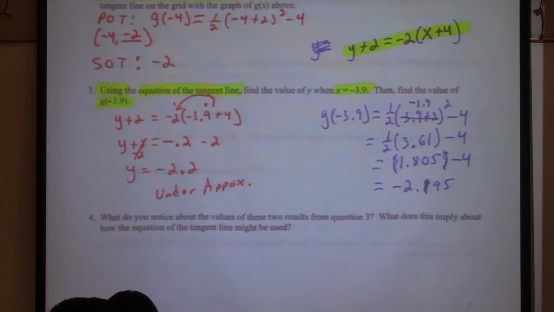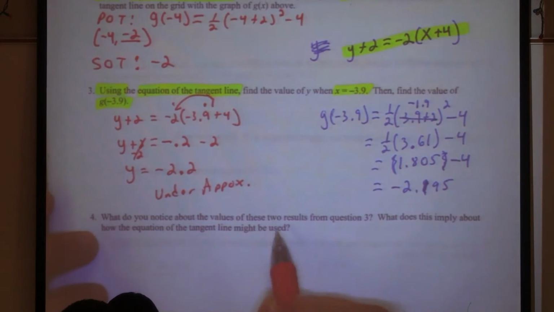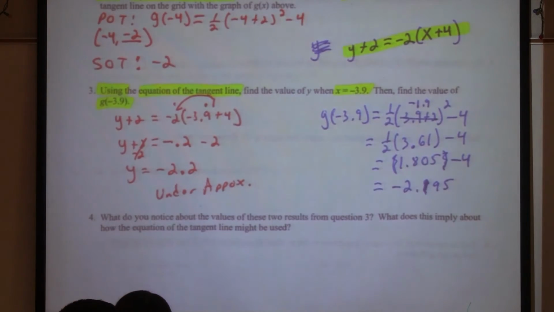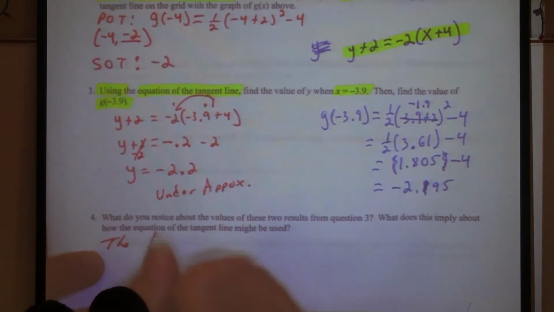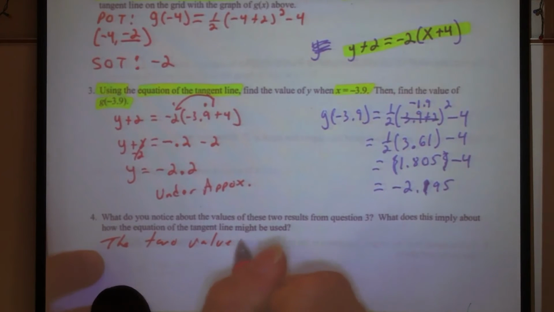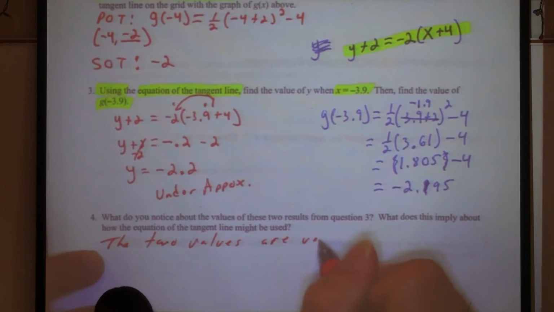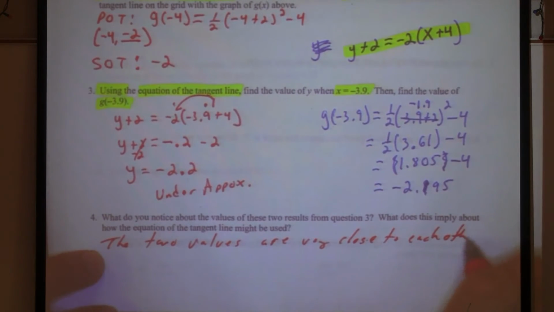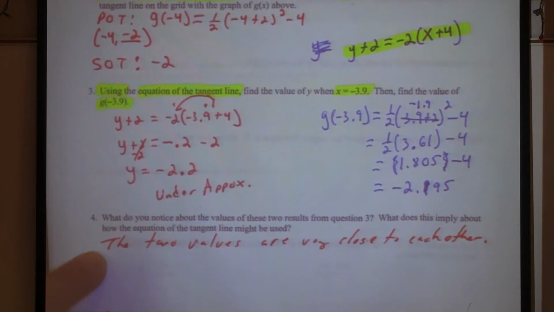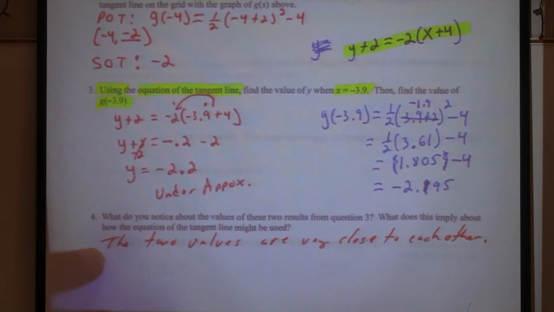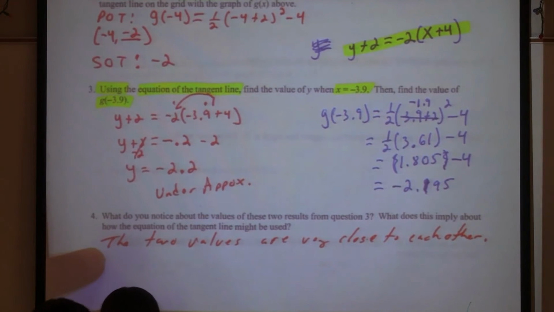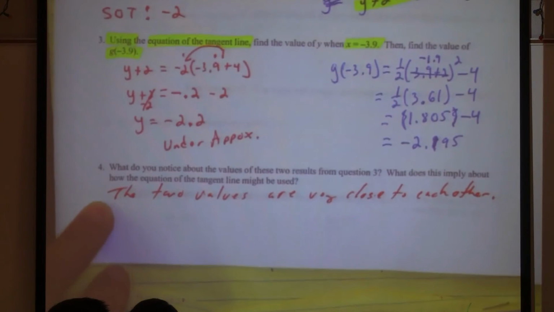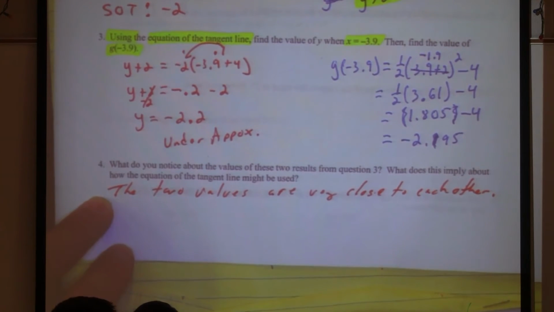Alright, so let's answer the last question. What do you notice about the values of these two results from question 3? Very close to each other. They're very close to each other, so let's write down: the two values are very close to each other. What does this imply about how the equation of the tangent line might be used? What do you think this will help us with, or what would be the good thing about having a tangent line and how can we use it?